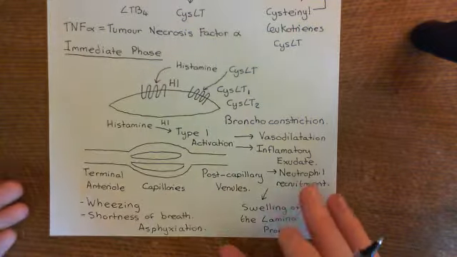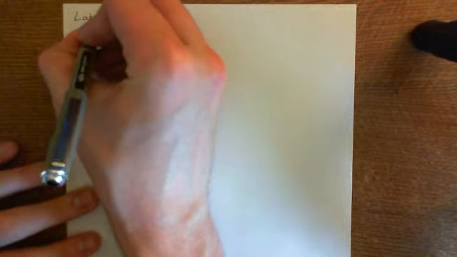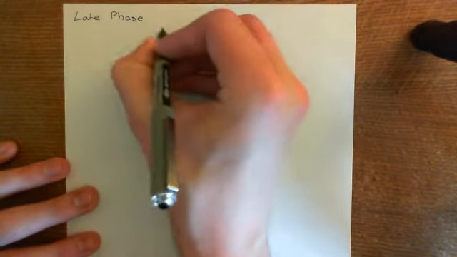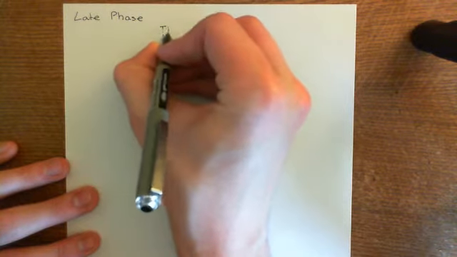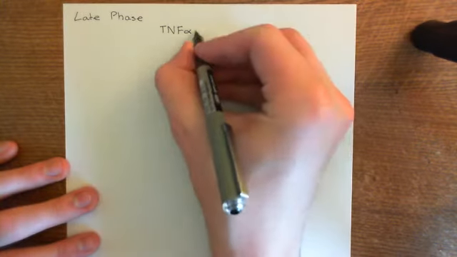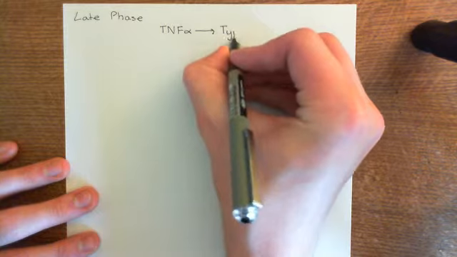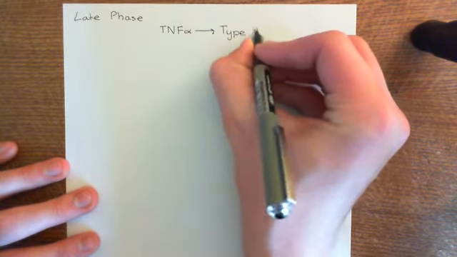Now let's talk about the late phase. Okay, so what triggers the late phase is this tumor necrosis factor alpha that the mast cells have released. Okay, so tumor necrosis factor alpha will also diffuse to the endothelial cells or the blood vessels within the lamina propria, and it's going to activate them as well, but it's going to trigger what's known as type 2 activation of endothelial cells.